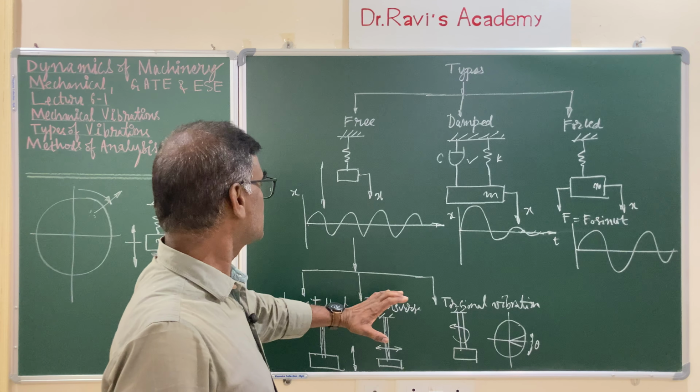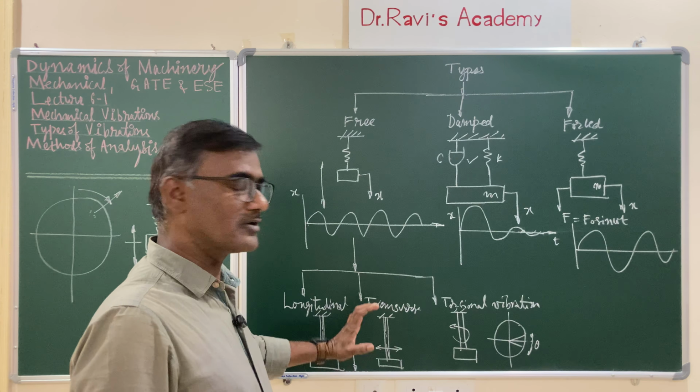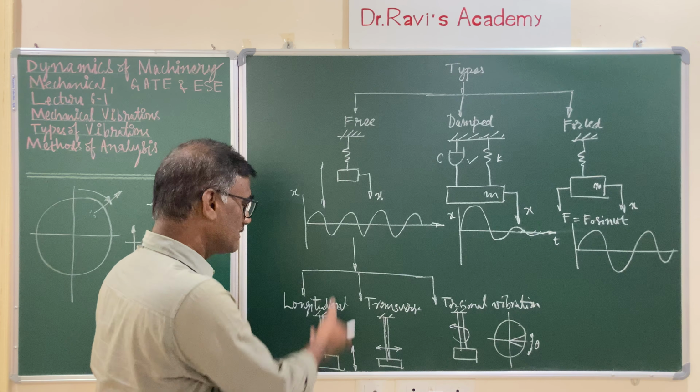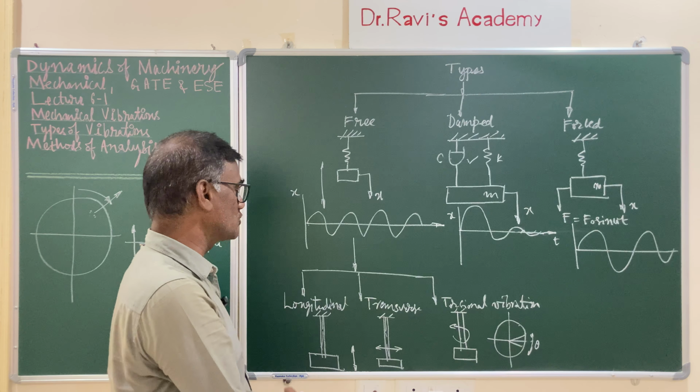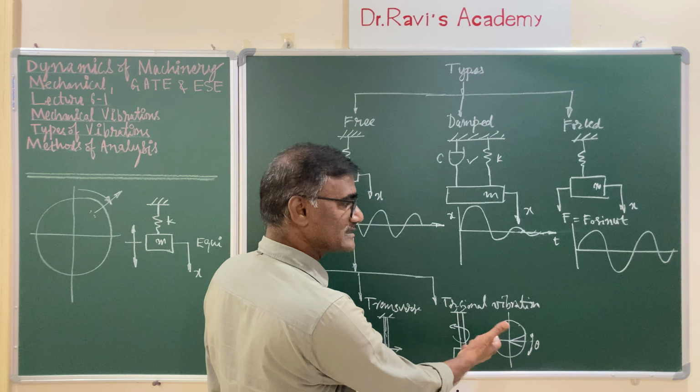This particular classification of free vibrations depends purely on the motion of the particles. Here, the particles are moving parallel to the axis of the shaft. Here it is perpendicular to the axis of the shaft. Here it is about the axis of the shaft, which is called torsional vibrations.